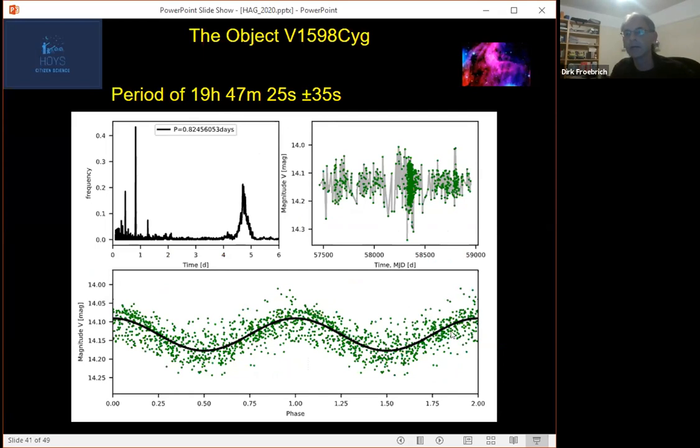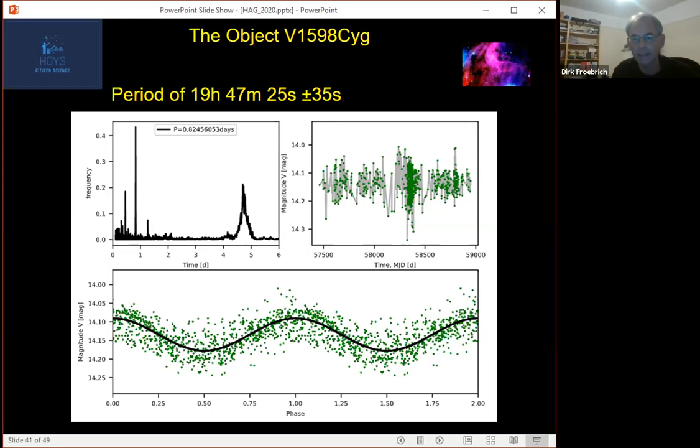Basically the light varies almost like a sine function. And this is typically a good sign that there are spots on the surface. And the period that you measure is the rotation period of the star. And the spots on the surface basically modulate the light from faint to bright.